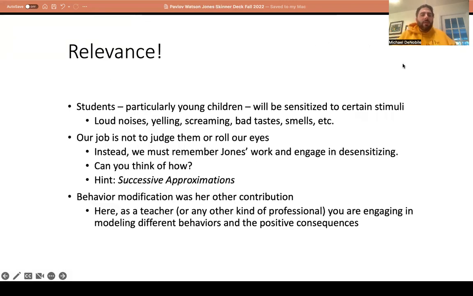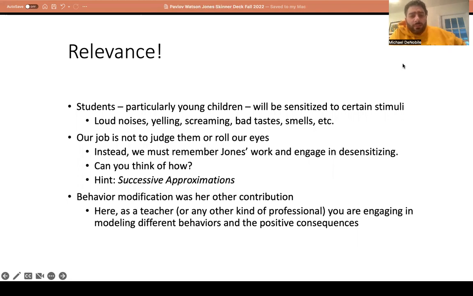So, relevance. Students, particularly young children, will be sensitized to certain stimuli: loud noises, yelling, screaming, bad tastes, smells. Our job is not to judge or roll our eyes. Instead, we must remember Jones's work and engage in desensitizing.